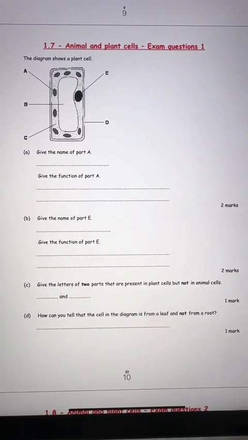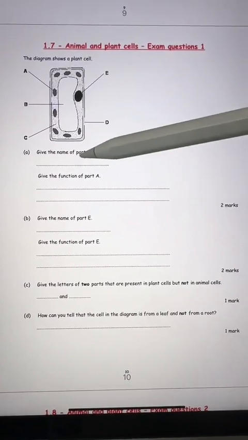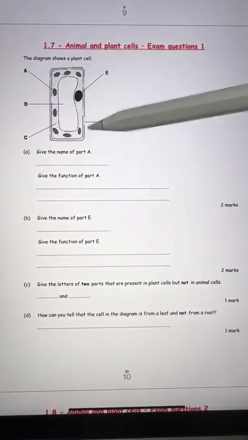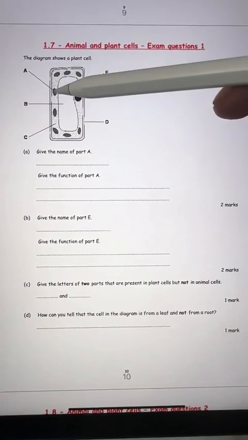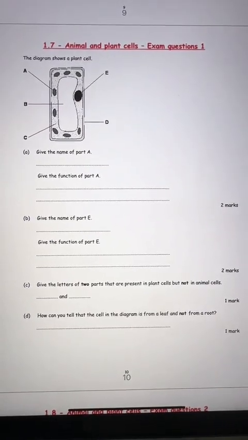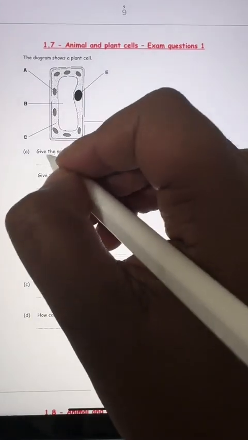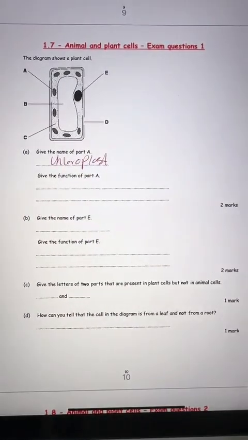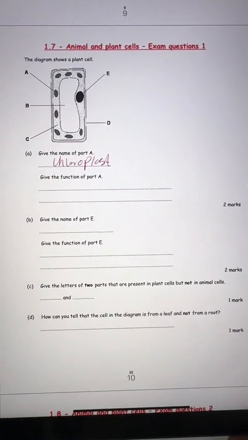Let's go. So the first one says, give the name of part A. Part A, if this is a plant cell, you know that's going to be a chloroplast, even though you can't see the color, right? Chloroplast.